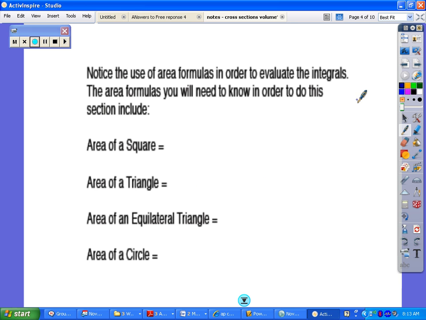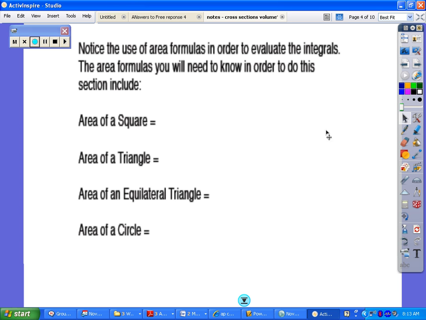Since we're going to be doing the area of different figures, let's go over some of the formulas. For the area of a square, we just take one of the sides and square it. That gives us length times width, which are equal. The area of a triangle, remember, is one half base times height. We're going to come back to the equilateral triangle after we do the circle. And for a circle, we've been working with pi r squared.